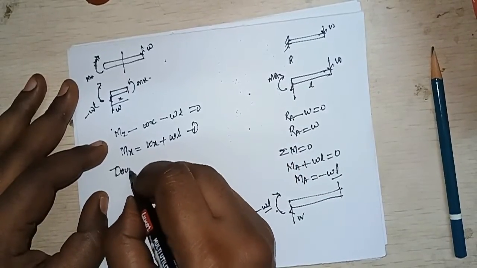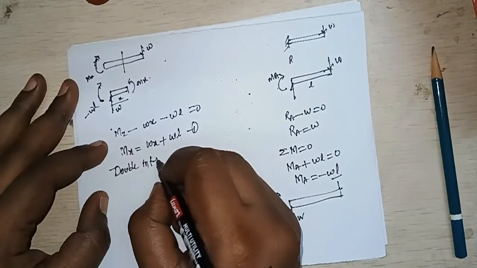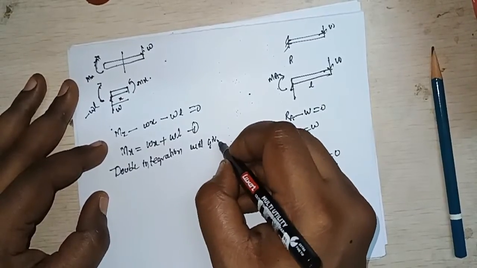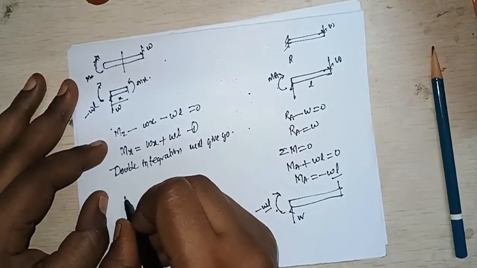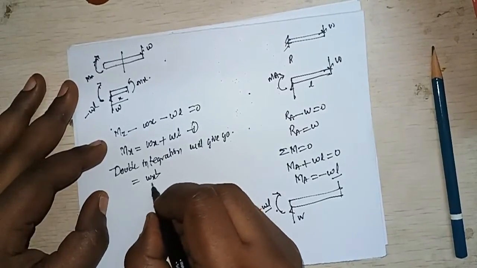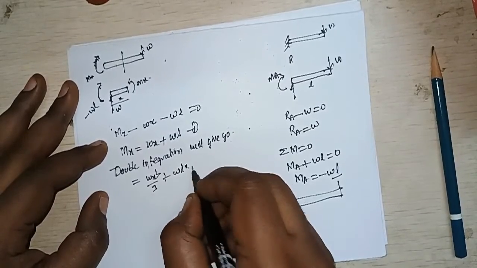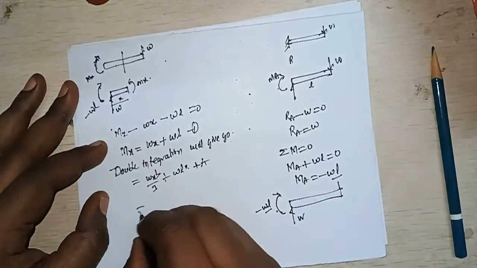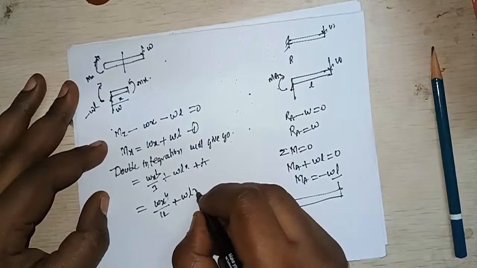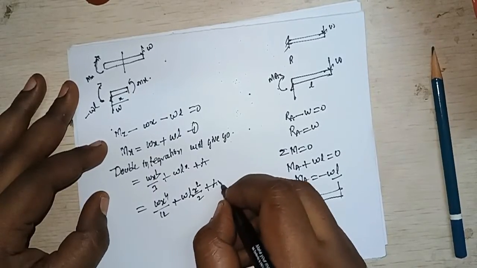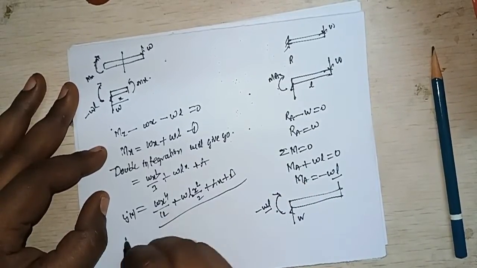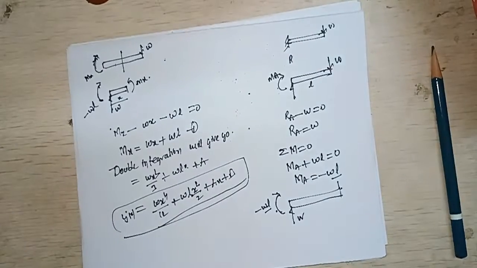Double integration will give you W x cube by 3 plus WL into x plus A, W x power 4 by 12 plus W x square by 2 plus Ax plus B. Solving for y of x, you will get this equation.